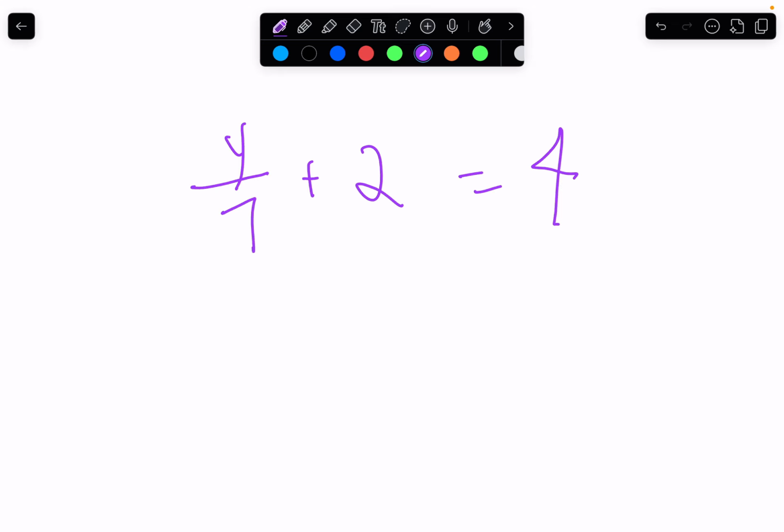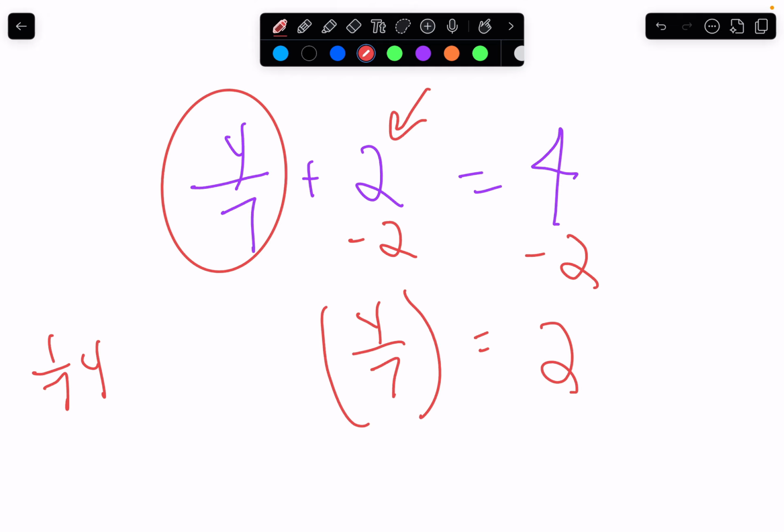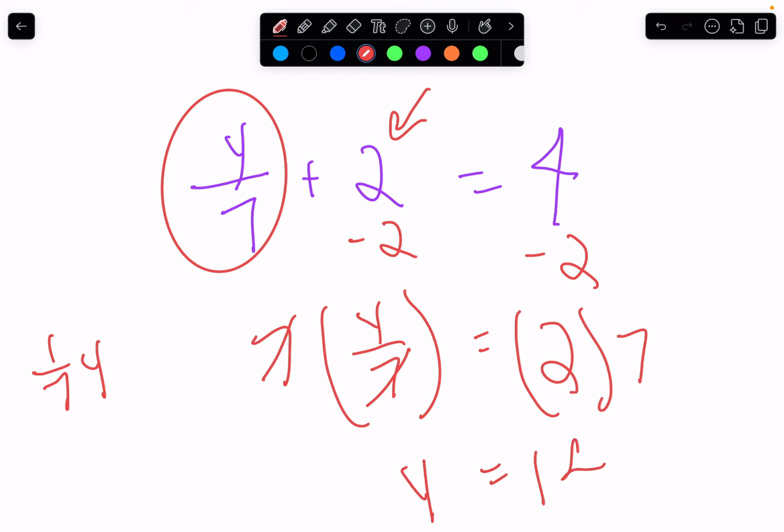All right, welcome back. We are trying to figure out what y equals. So we're going to get rid of this 2 over here first. Minus 2, minus 2. That leaves me with the y over 7 over here. Remember, y over 7 is the same thing as 1/7 y. Those are the same things. You'll see them written both ways. All right, I divided y by 7, so I'm going to multiply by 7 to get rid of it. That leaves me with just y on this side and a 14 on this side. All right, I hope you got that too.